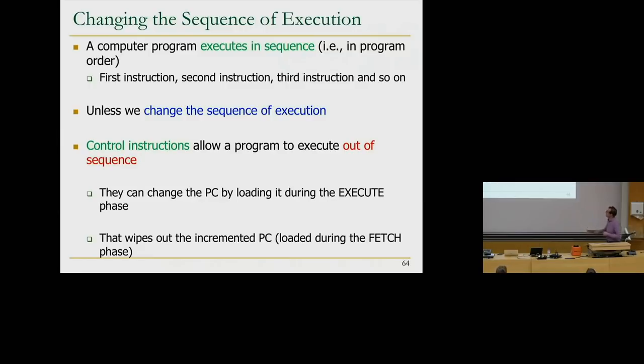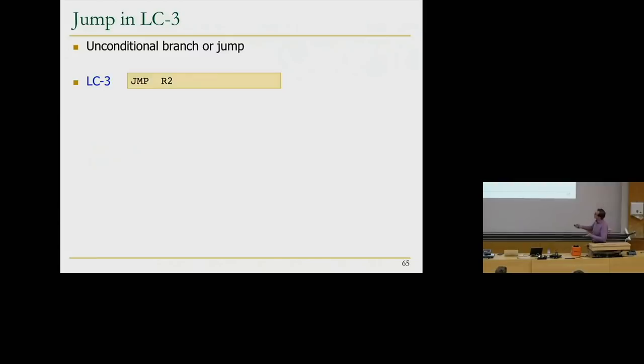That's the idea. Let's take a look at one very simple example. It's called a jump. It's also called an unconditional branch or unconditional jump. Unconditional means it's not testing a condition. Whenever you see the jump instruction, you're going to go to the address specified by the jump instruction. We will see why this is useful tomorrow.